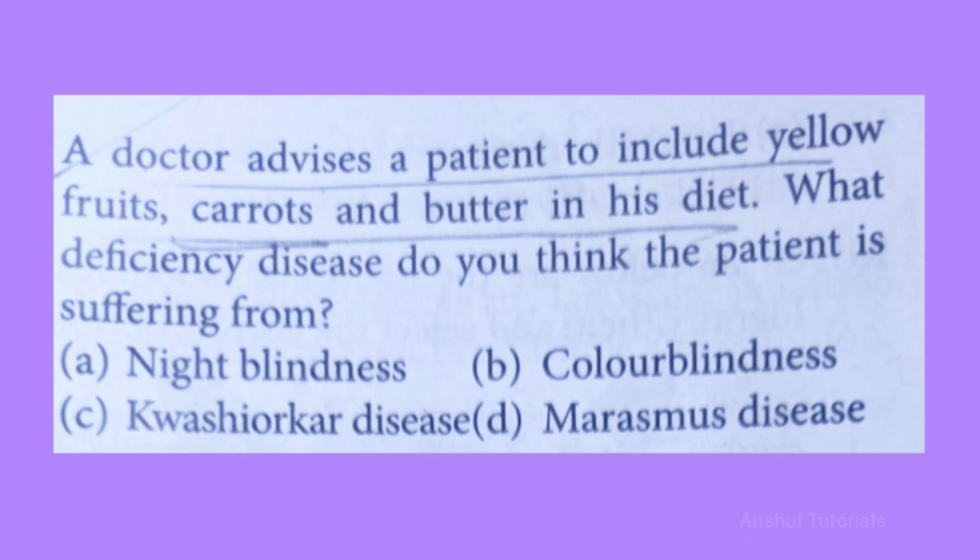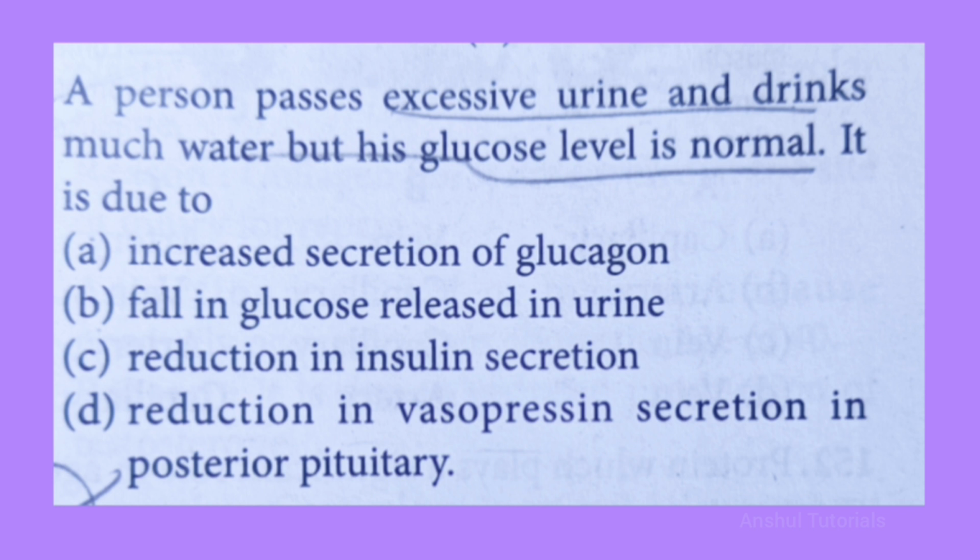A doctor advises a patient to include yellow fruits, carrot and butter in his diet. What deficiency disease do you think the patient is suffering from? The correct answer is option A, that is night blindness. A person passes excessive urine and drinks much water, but his glucose level is normal. It is due to? The correct answer is option D, that is reduction in vasopressin secretion from the posterior pituitary.